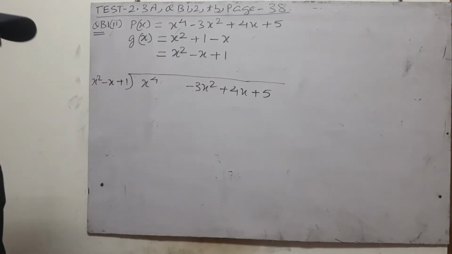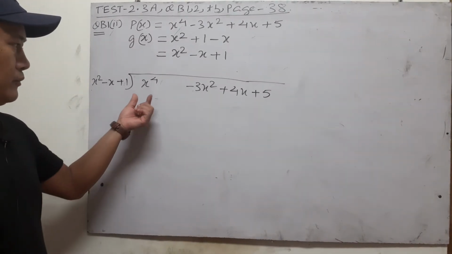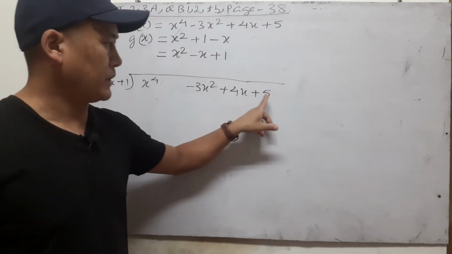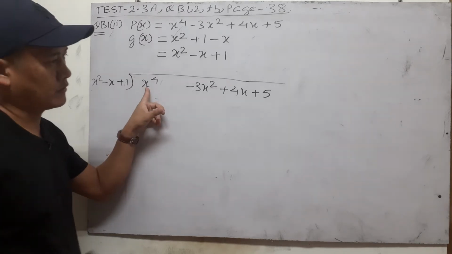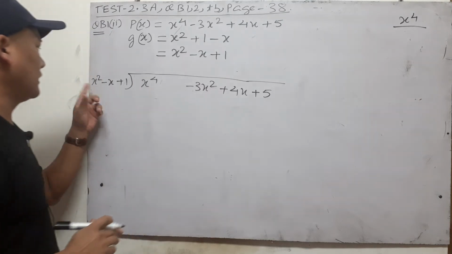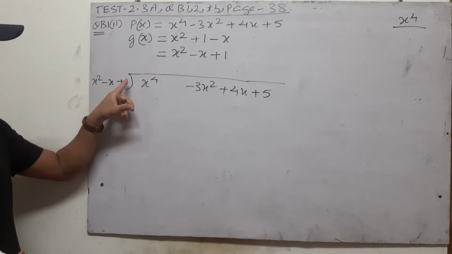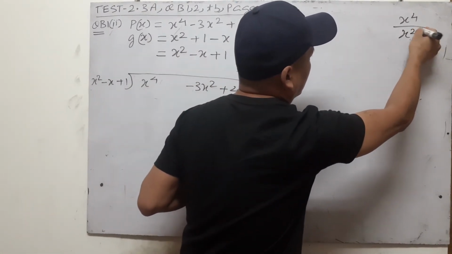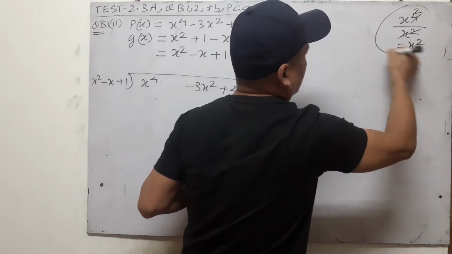Like I did earlier, we can go faster now, I think. To divide, take the highest degree term of the dividend. This is the dividend: x to the power 4 minus 3x squared plus 4x plus 5. The highest degree term in this dividend is x to the power 4. So take that one and divide it by the highest degree term of the divisor, this x squared. There is nothing higher than this. Then you divide, 4 minus 2, 2 left. So after you divide, you get x squared.